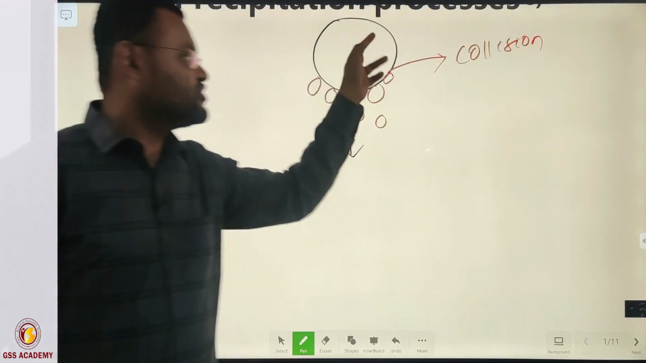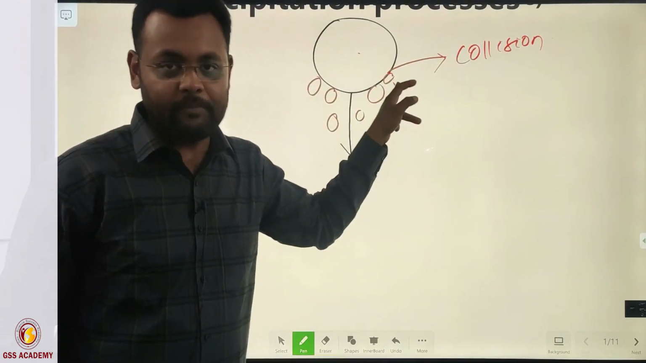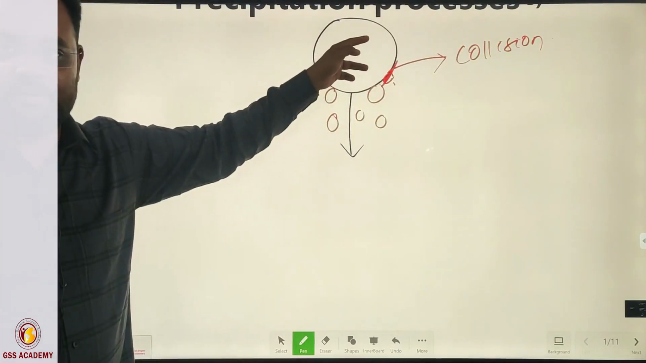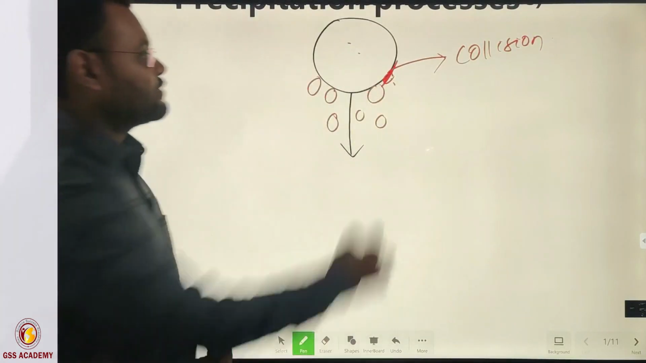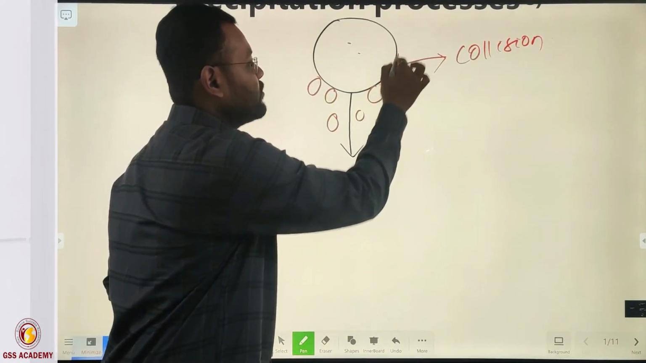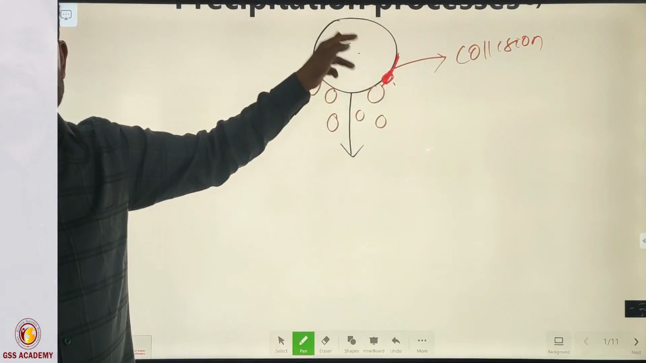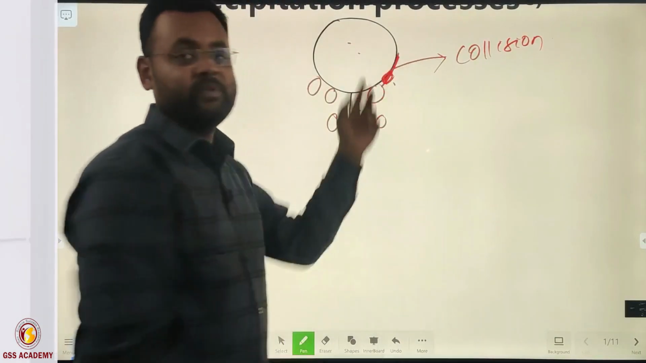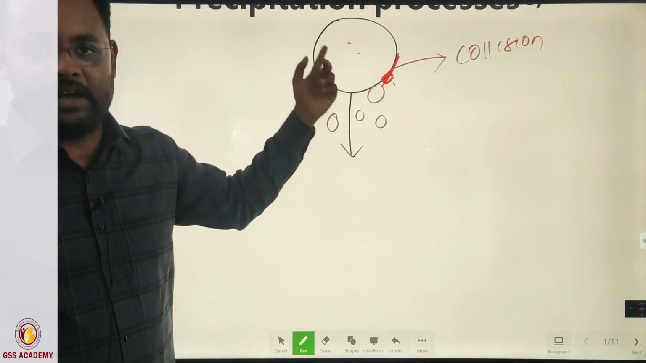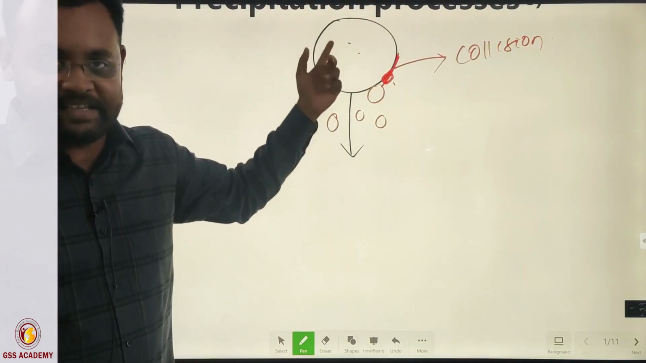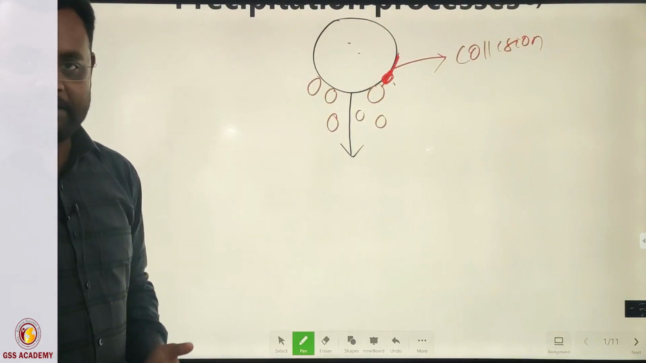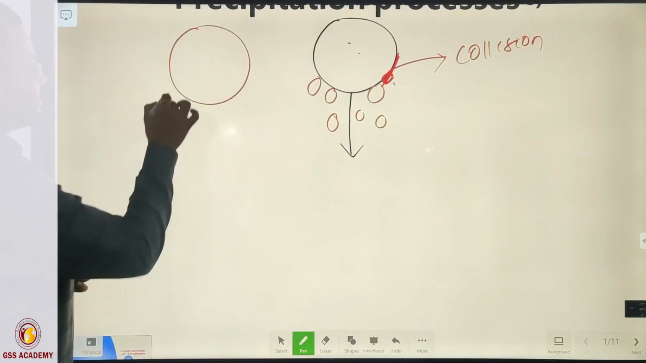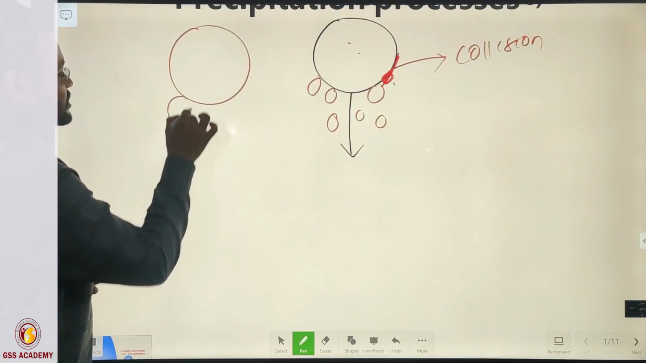And when a larger droplet collides with a small droplet, this small droplet will simply merge with the larger droplet. Again, when this larger droplet collides with the small droplet, it merges with the larger droplet, and after this process the size of the larger droplet will be much higher, or its size will increase.